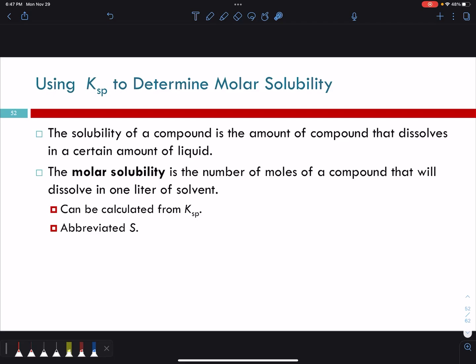So the solubility of a compound is the amount of compound that dissolves in a certain amount of liquid. The molar solubility is the number of moles of a compound that dissolves in 1 liter of solvent. So molarity is moles per liter. Molar solubility is also moles per liter. But specifically for solubility products, it gets abbreviated as S.